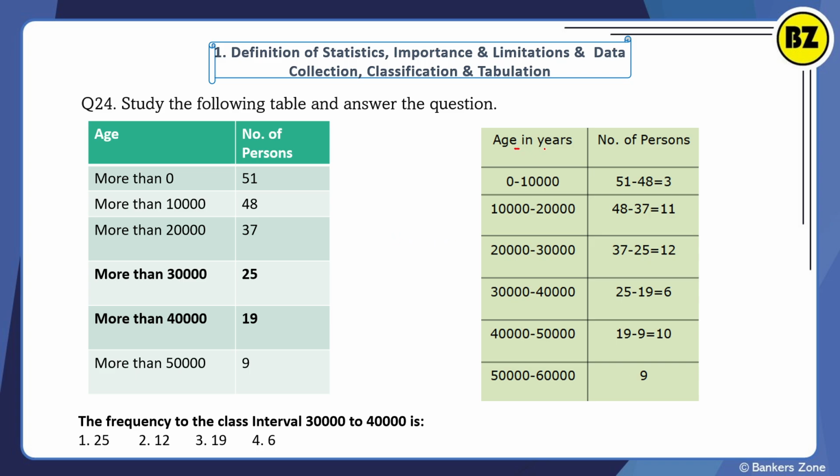First we make the groups, and we calculate the frequency, that is the number of persons. Now they are asking the frequency with respect to 30,000 to 40,000. So you can easily say it is 6. Sometimes you can even mark it orally just by seeing the question if you know the concept. They are asking 30,000 to 40,000, simply 25 minus 19 you can easily get. So 6 will be your answer. Fourth option you have to mark. Very easy, you can easily calculate.